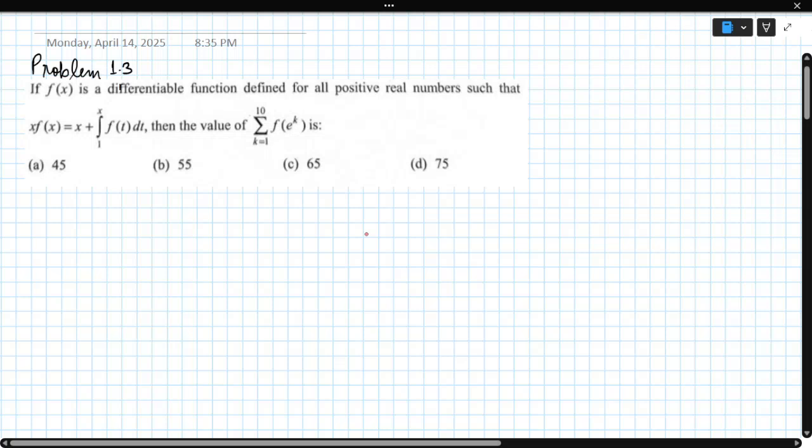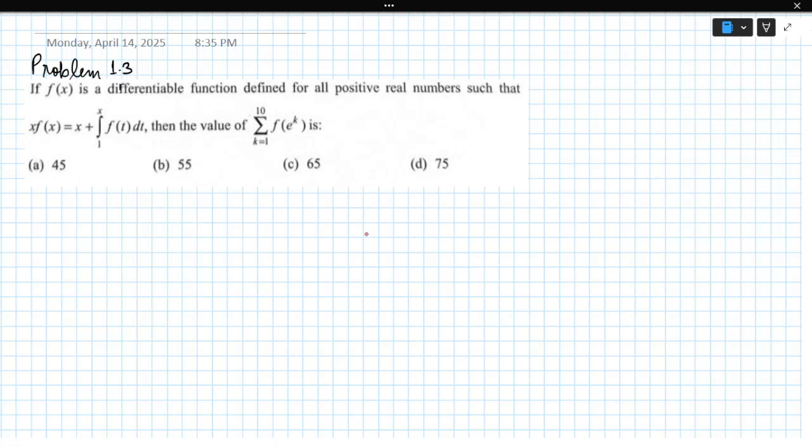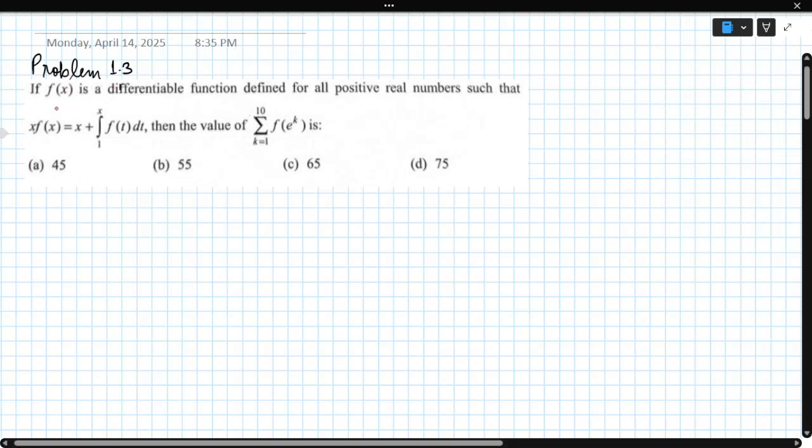Today we are going to discuss problem 1.3. Let's read this problem very carefully, because most of the time students get a wrong conclusion, a wrong answer, or make a silly mistake because of wrongly reading the question. So, let's start reading.